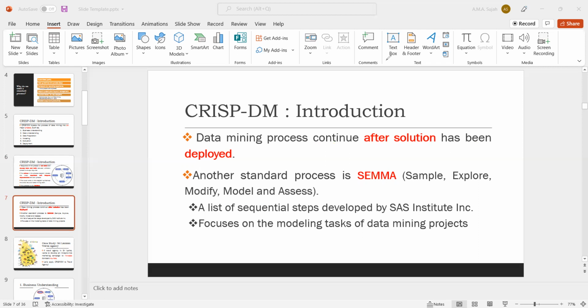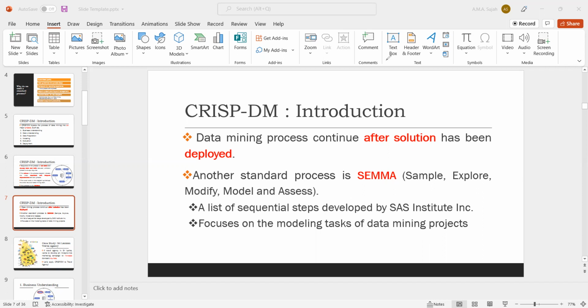17 ICT 024, can you tell me the 6 phases? 17 ICT 008, tell me, what are the 6 phases of the cross-industry standard process?